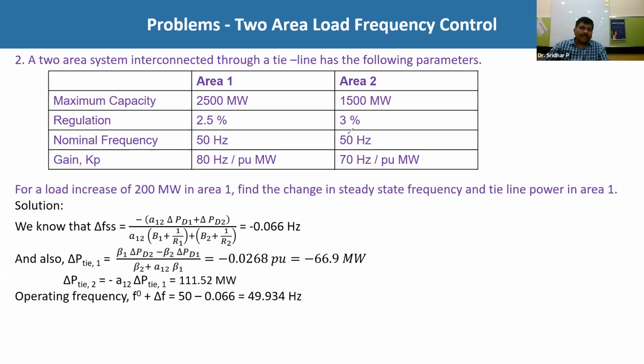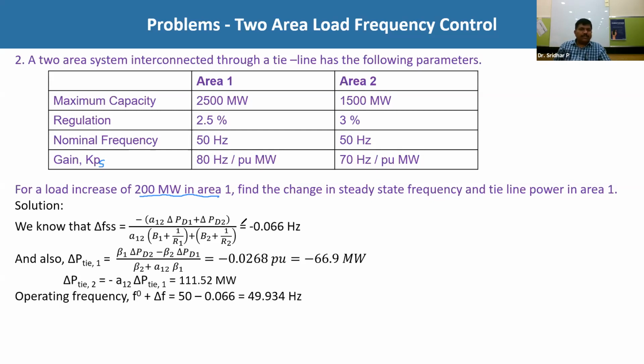So nominal frequency both are same, and gain Kps is 80 hertz per unit megawatt for area 1, and the second one is 70 hertz per unit megawatt. For a load increase of 200 megawatt in area 1, again, he is asking us to change the load of area 1 and find the change in steady state frequency and tie line power in area 1.